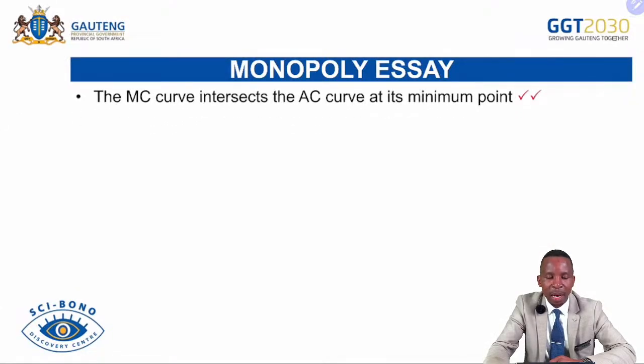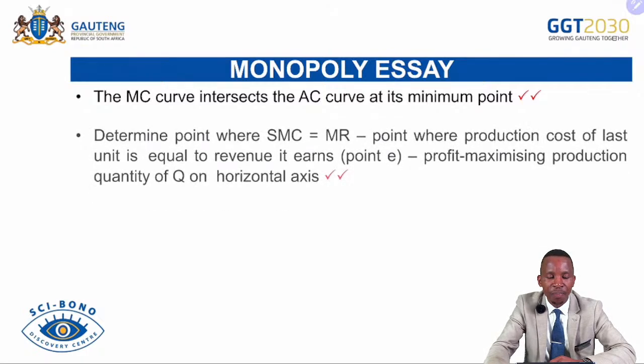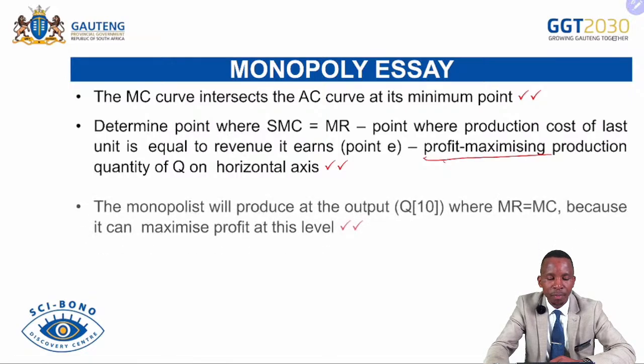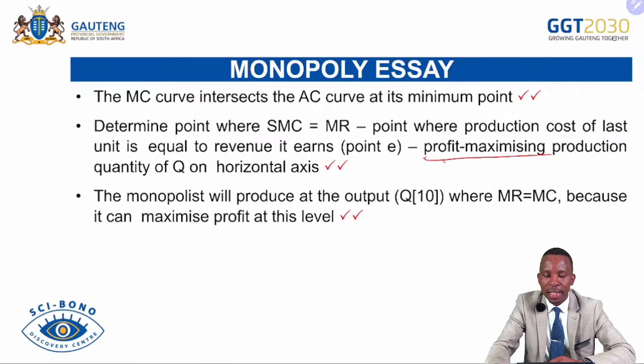We continue. The MC curve, or marginal cost curve, intersects the average cost curve at its lowest point, or minimum point. Determine the point where short-run marginal cost equals marginal revenue. That is what we call the profit maximization point, which is indicated as E. The monopolist will produce at output quantity 10, where MR equals MC, because it can maximize its profit.